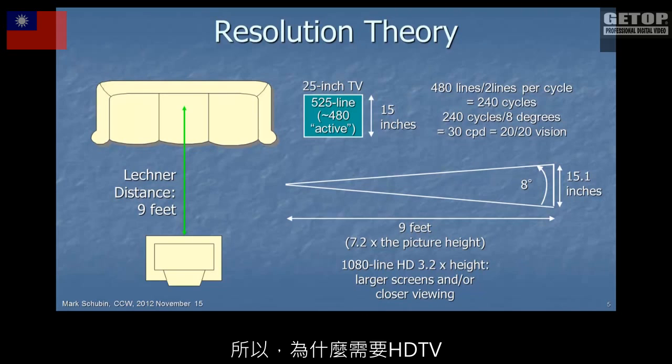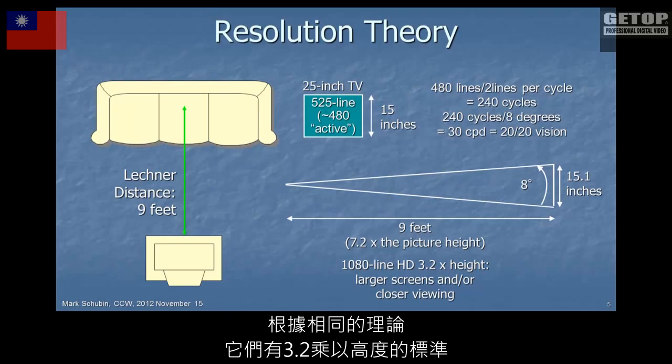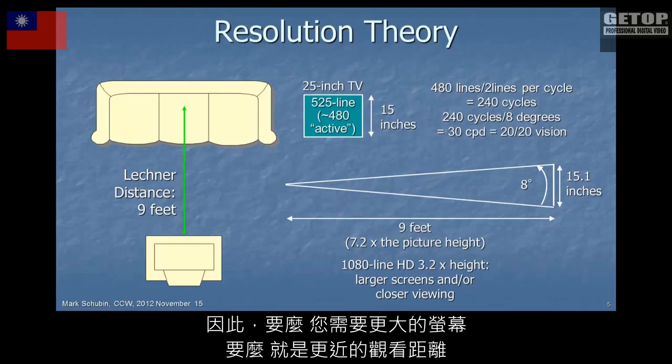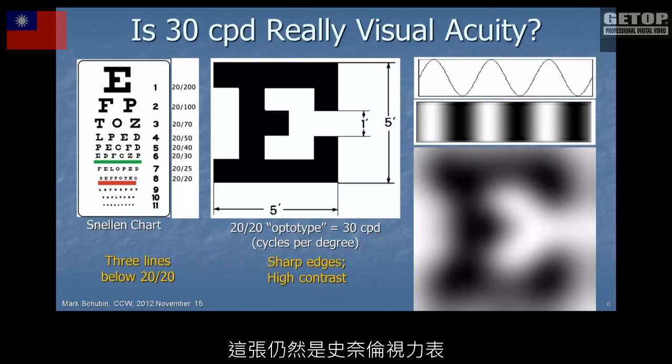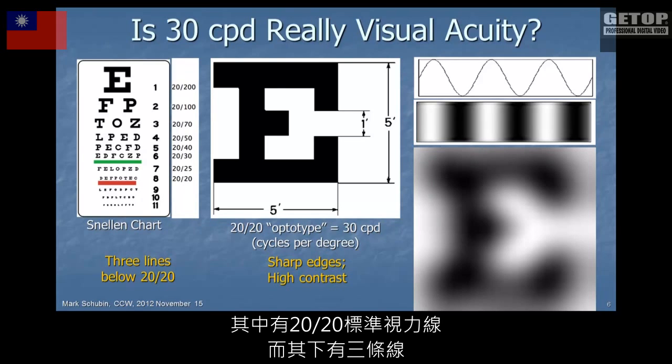So why go to HDTV? Well, they have a criterion of 3.2 times the height based on this same theory, so you would need either a larger screen or closer viewing. But is 30 cycles per degree really visual acuity? There's the Snellen chart again. There's the 20/20 line. There are 3 lines below 20/20.